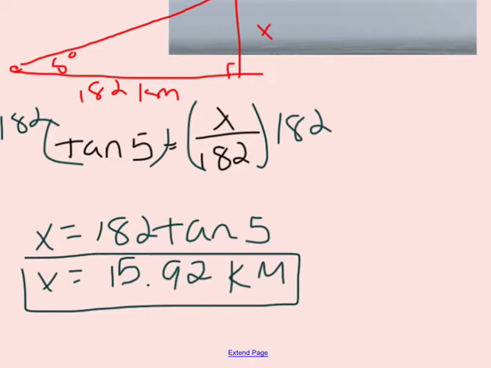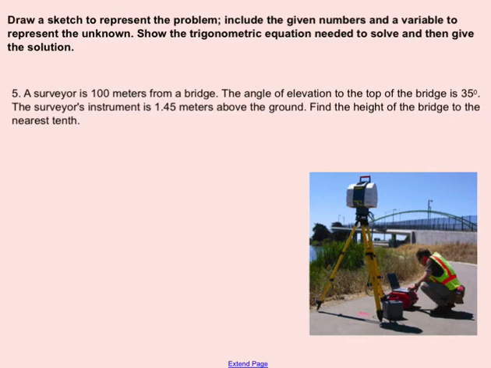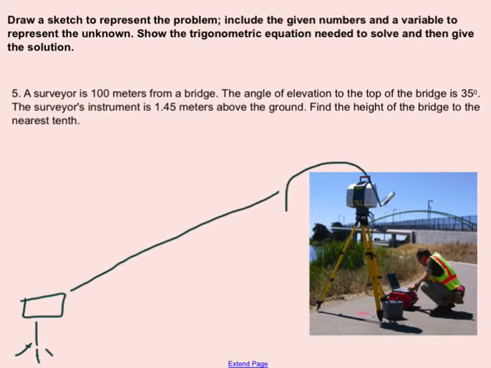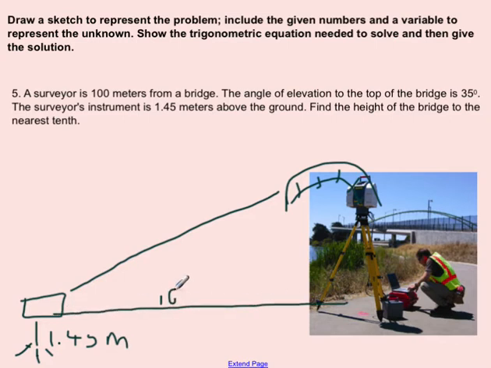All right, let's take a look at number 5. So for number 5, a surveyor is 100 meters from a bridge. So let's draw our little surveyor. Here's his pretty little camera that he does stuff with. Okay, then he's looking way out at a bridge. Yay, here's my bridge. Wow, that's some artwork. Okay, and then here's what we know. It says that our surveyor is 1.45 meters above the ground here. Then it says that he is 100 meters away from the bridge. So ground distance, he's 100 meters.